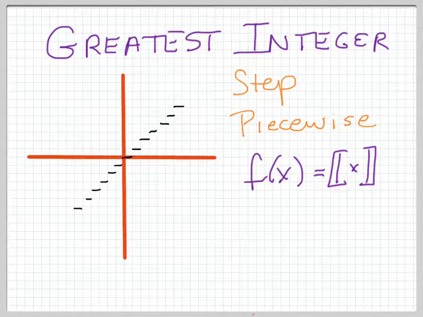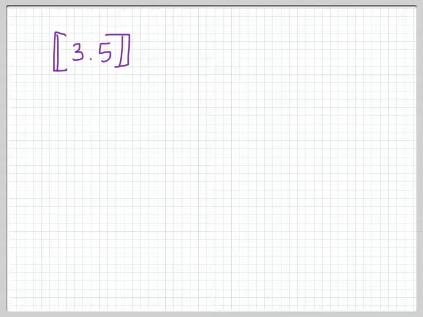Algebraically, it's written as f of x is equal to, and then it's in a double set of brackets, x. So let's try some examples here.